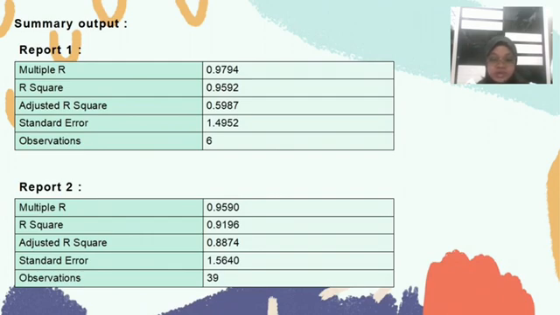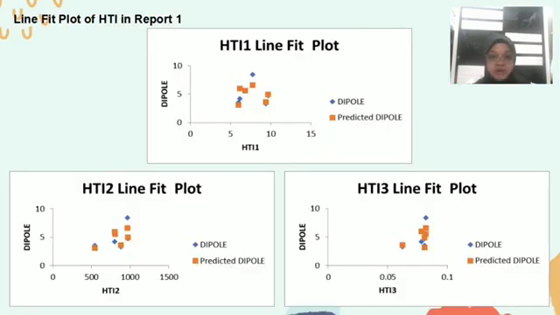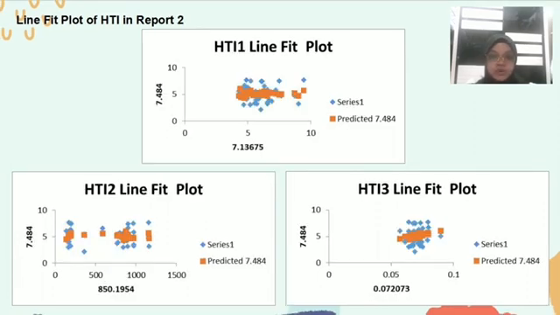So, this is the summary output that we have obtained for report 1 and report 2. This is the line fit plot of HDI1, HDI2, and HDI3 in report 1 that we have obtained. While this line fit plot is in report 2, this graph plots dipole moment against HDI, where dipole moment is the y-axis and HDI is the x-axis.